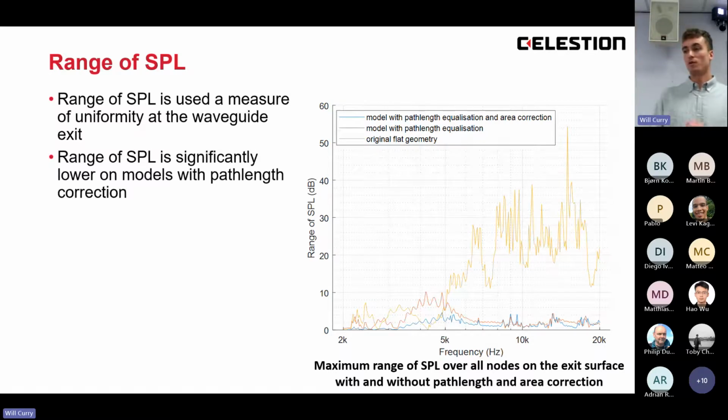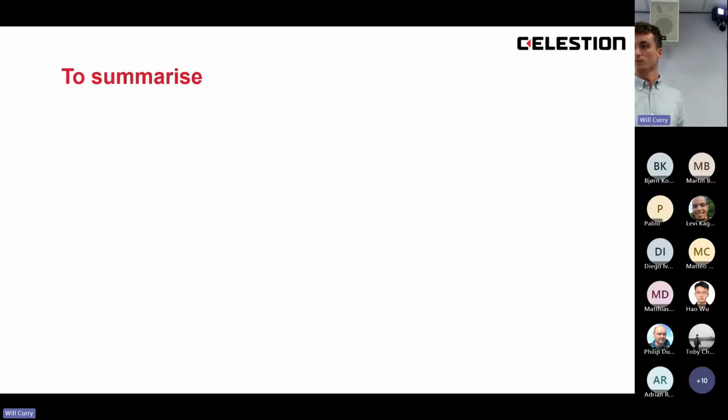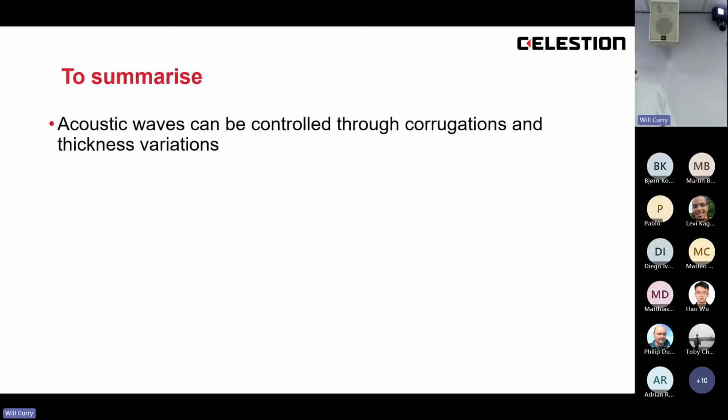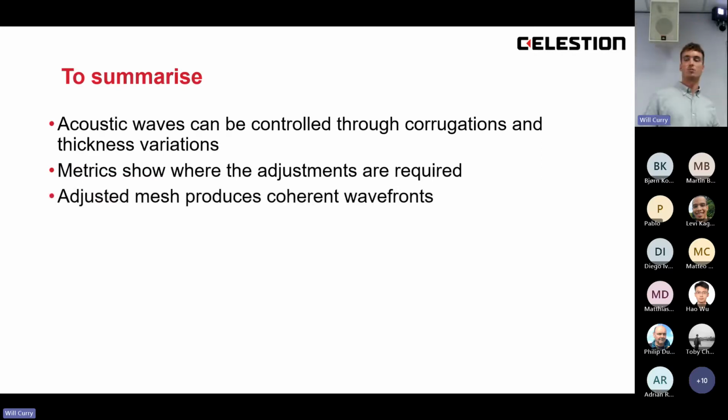The range in sound pressure level is significantly lower on the models which have the path length correction. That's the blue and orange line. And then the model which has both the path length correction and the area adjusted using that felt area metric performs the best, and that's the dark blue line. Acoustic waves can be controlled through corrugations and thickness variations. These metrics show where the adjustments are required, and the adjusted mesh produces more coherent wavefronts over a wide frequency range.